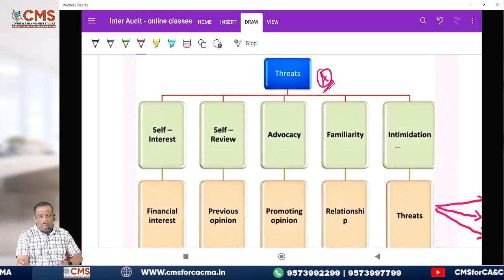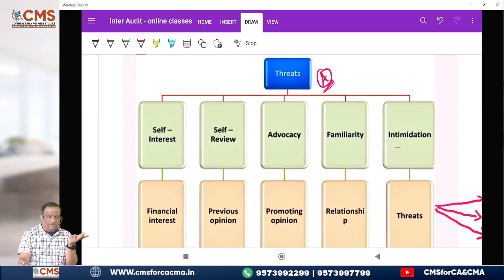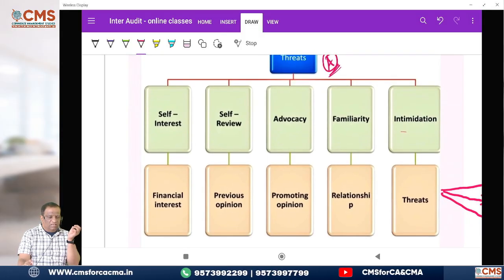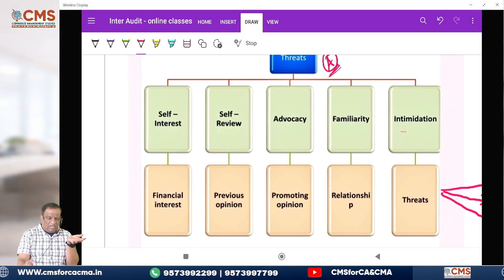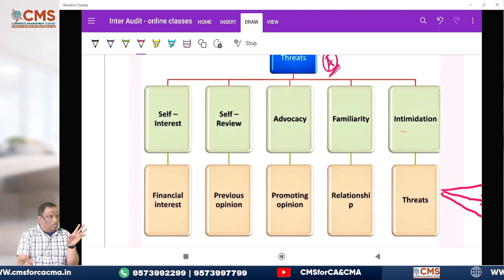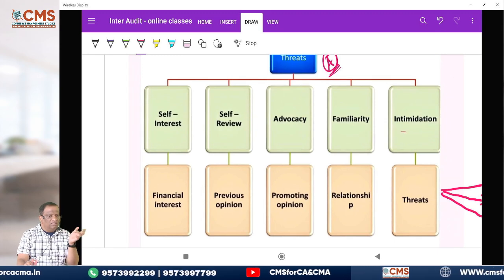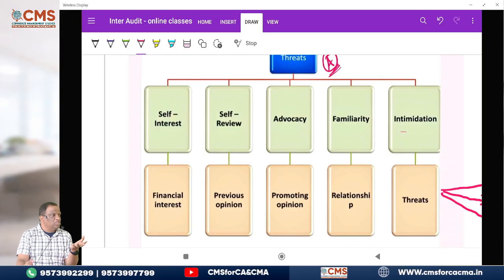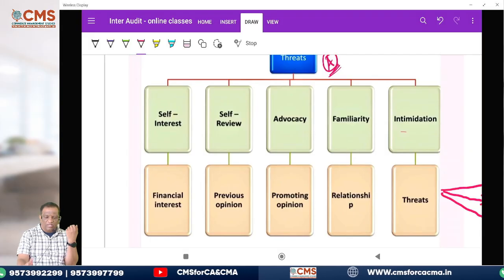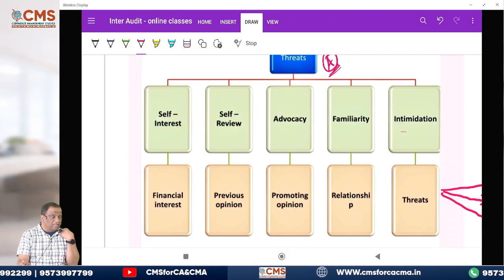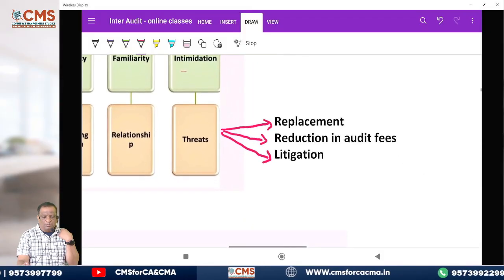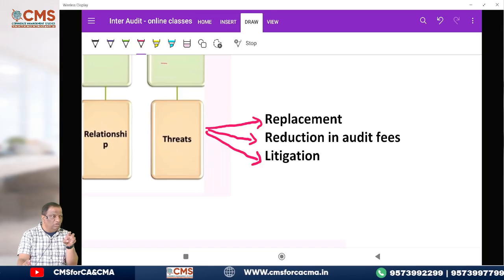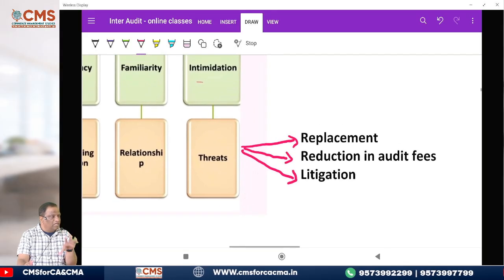Now let us go back. What are the 5 threats? Self-interest, self-review, advocacy, familiarity, and intimidation. When I say self-interest, it's all about the financial interest. One word for it. Self-review: I am reviewing my own work, previous opinion. Advocacy, the word comes from advocate. It is promoting an opinion. Then familiarity: relationship, the auditor continuing for a long period and all that. Intimidation is a threat. What kind of threat? Threat can be of 3 types: threat of replacement, threat of reduction in the audit fees, or threat of litigation. So these are the intimidation threats that you can have.